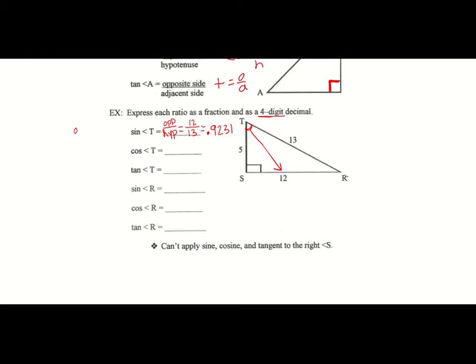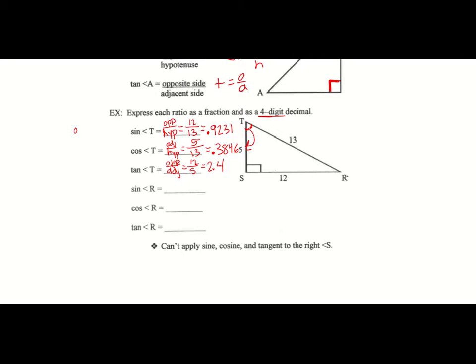Okay, cosine is adjacent over hypotenuse. The adjacent to t is 5, and the hypotenuse is still 13. When I write that as a decimal, 4 digits after the decimal place, I get 0.3846. And then tangent is opposite over adjacent. Opposite we said was 12, adjacent is 5. 12 divided by 5 gives me 2.4.